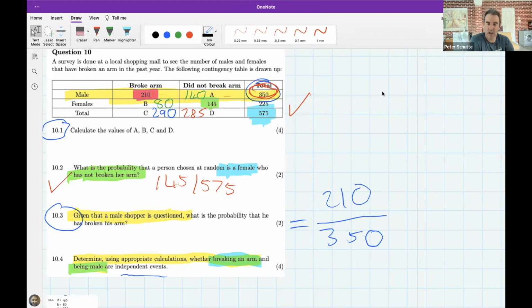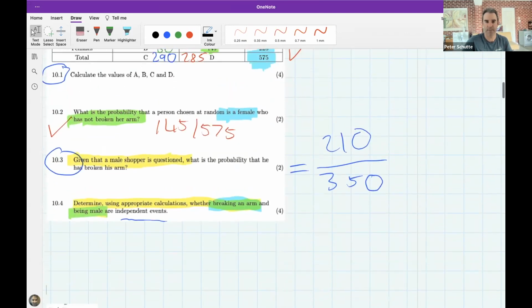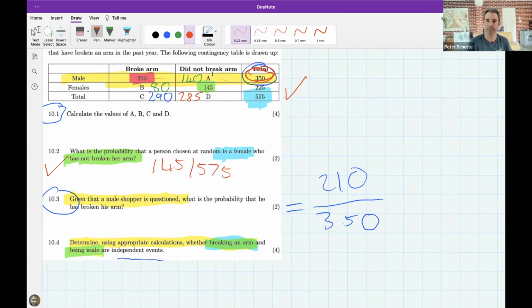Okay, I was going to say, we use 2 decimal places unless there's other guidance. Generally, that's the guidance that's given on the exam paper. But in this case, for the independence calculation, we'll use 2 decimal places.